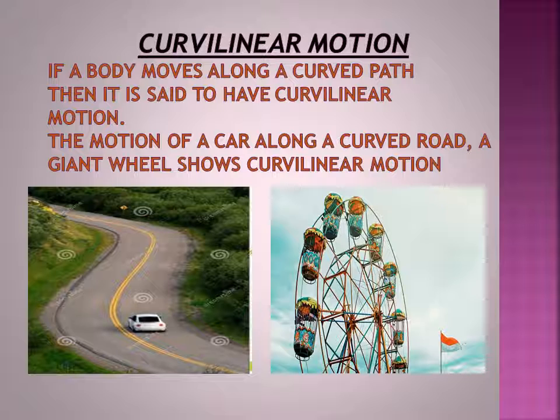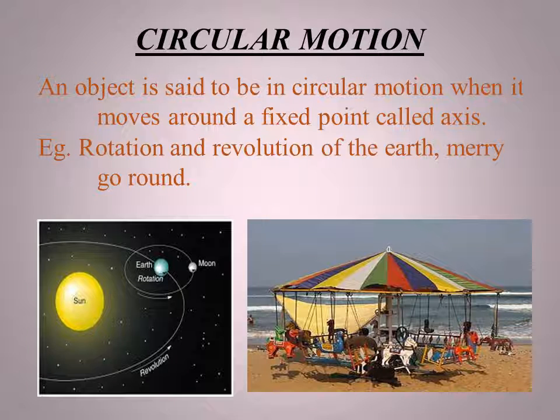Then let's move towards circular motion. What do we mean by circular motion? Curvilinear is different and circular is different. Curvilinear means it is curved; circular means it moves all the way around. An object is said to be in circular motion when it moves around a fixed point called the axis. So there is a point called the axis and the object moves around the axis.